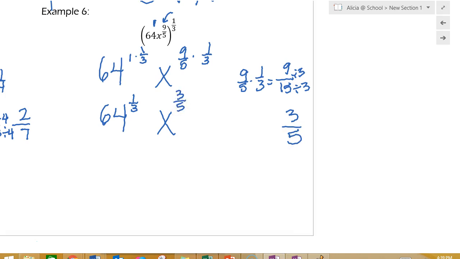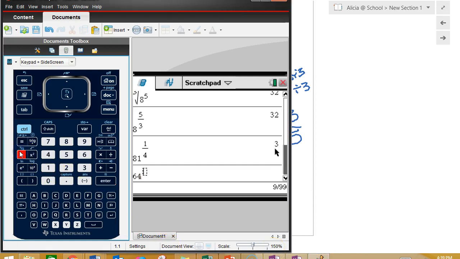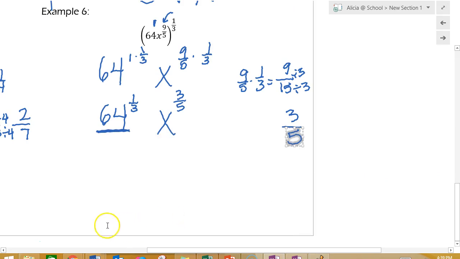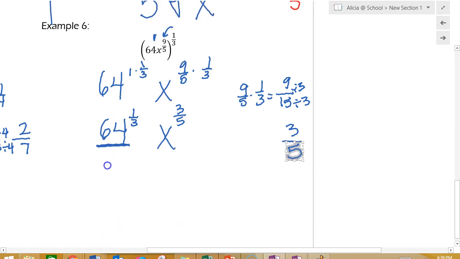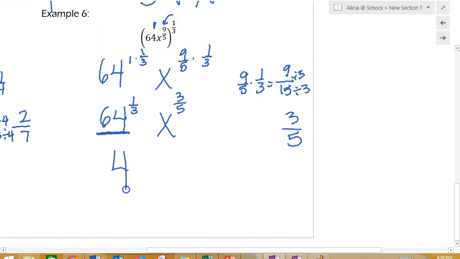Again, before you write this in radical form, notice that we have this base of 64. Yes, I know it has a fractional exponent, but you know what that base is. So go ahead and plug into your calculator 64 raised to the 1/3 power, and that's going to give us 4. So 4x raised to the 3/5.